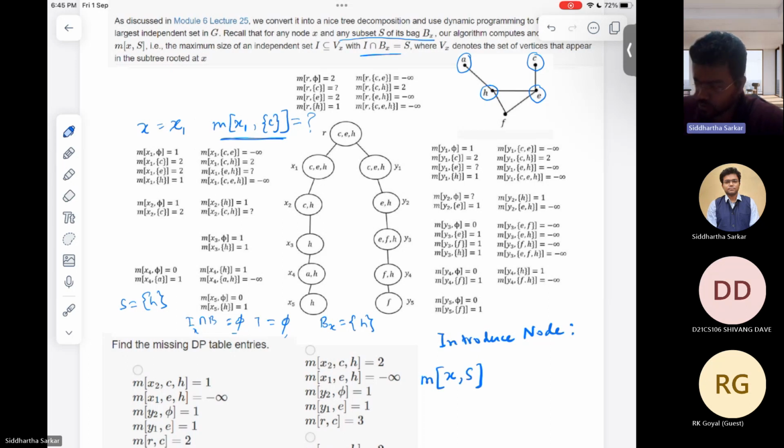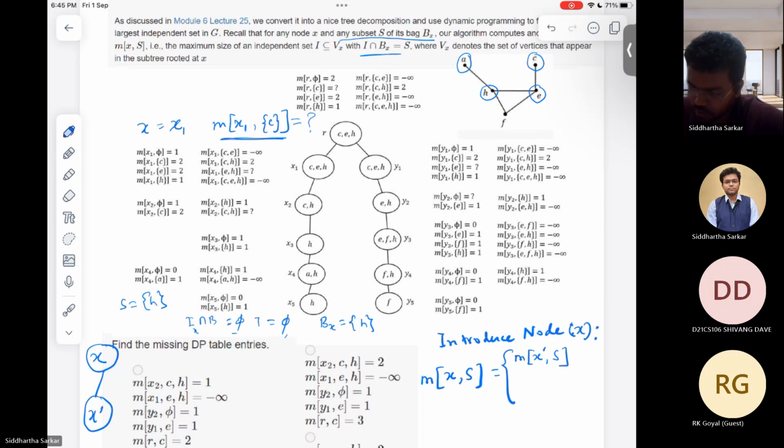So if x is an introduced node, in that case, the bag entry corresponding to m of x comma s is equal to m of x dash, where x dash is a child of x. Okay, so I'll just draw it. x is this, x dash is the child of x, and if we already have the entry corresponding to the child, then we will set it to this.